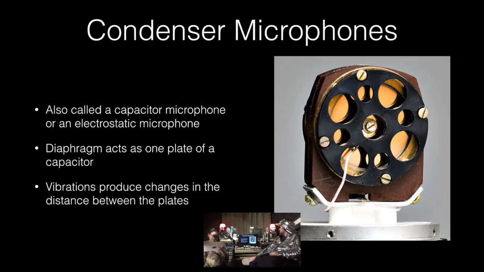Next is condenser microphones, which is what I'm talking into right now. They're also called capacitor microphones or electrostatic microphones. The diaphragm acts as one plate of a capacitor, and the vibrations produce changes in the distance between the plates, which alters the charge.